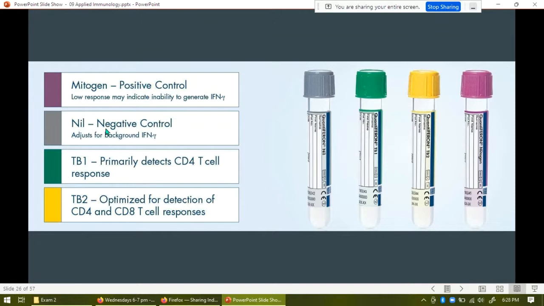Then you have a gray tube that is the negative control. It contains nothing, and it adjusts for background interferon gamma. So this is kind of what you subtract away from your signal. And then you have the green tube. It detects CD4 T cell responses, and then you also have a yellow tube that detects CD4 and CD8 T cell responses. That has to do with what peptides are added to those 2 vials.